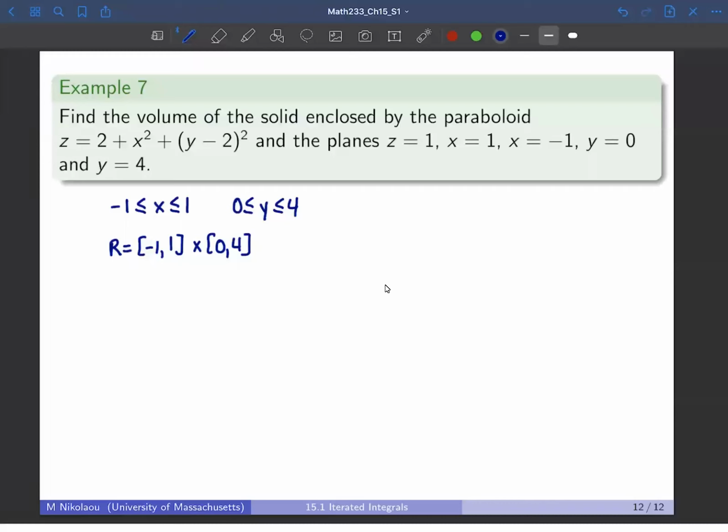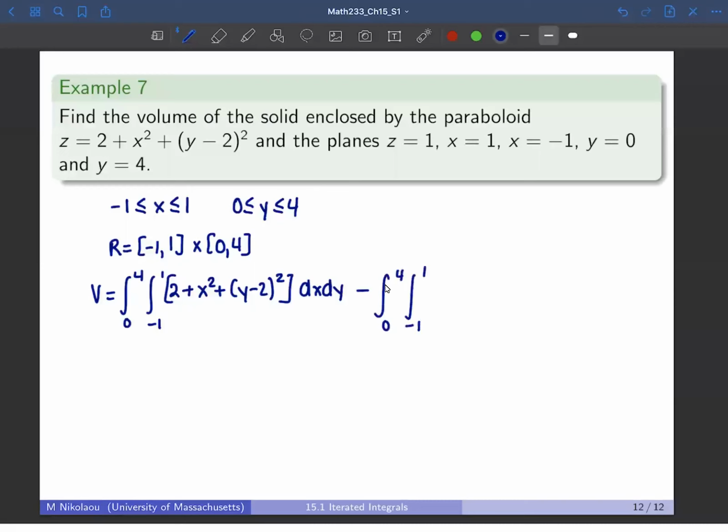So the volume will be equal to the double integral from 0 up to 4 and from -1 up to 1 of the paraboloid 2 plus x squared plus (y minus 2) squared times dx dy, minus the volume of the solid that lies under the plane z equals 1 and over the rectangle R, which is given by the double integral from 0 up to 4 and the integral from -1 up to 1 of z equals 1, so just 1 times dx dy.